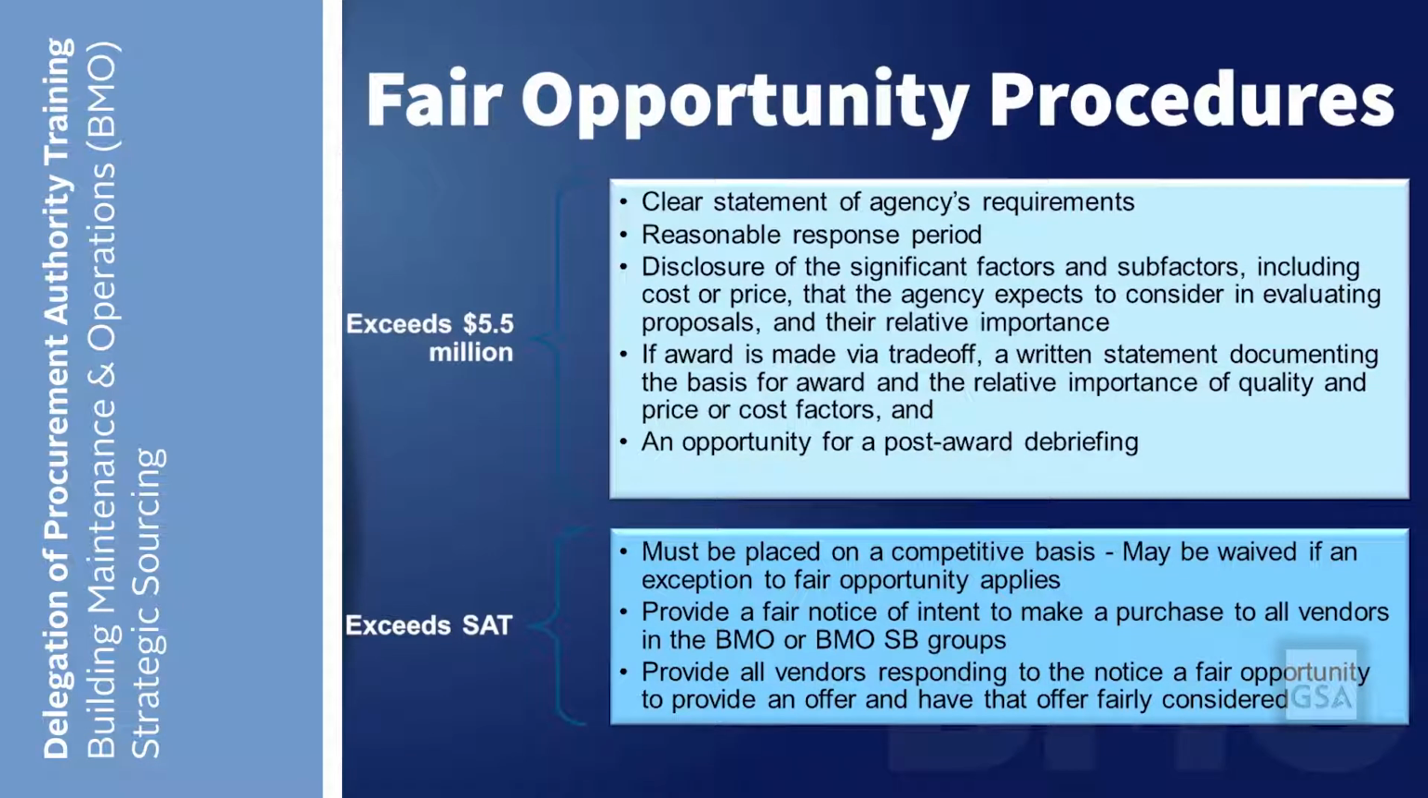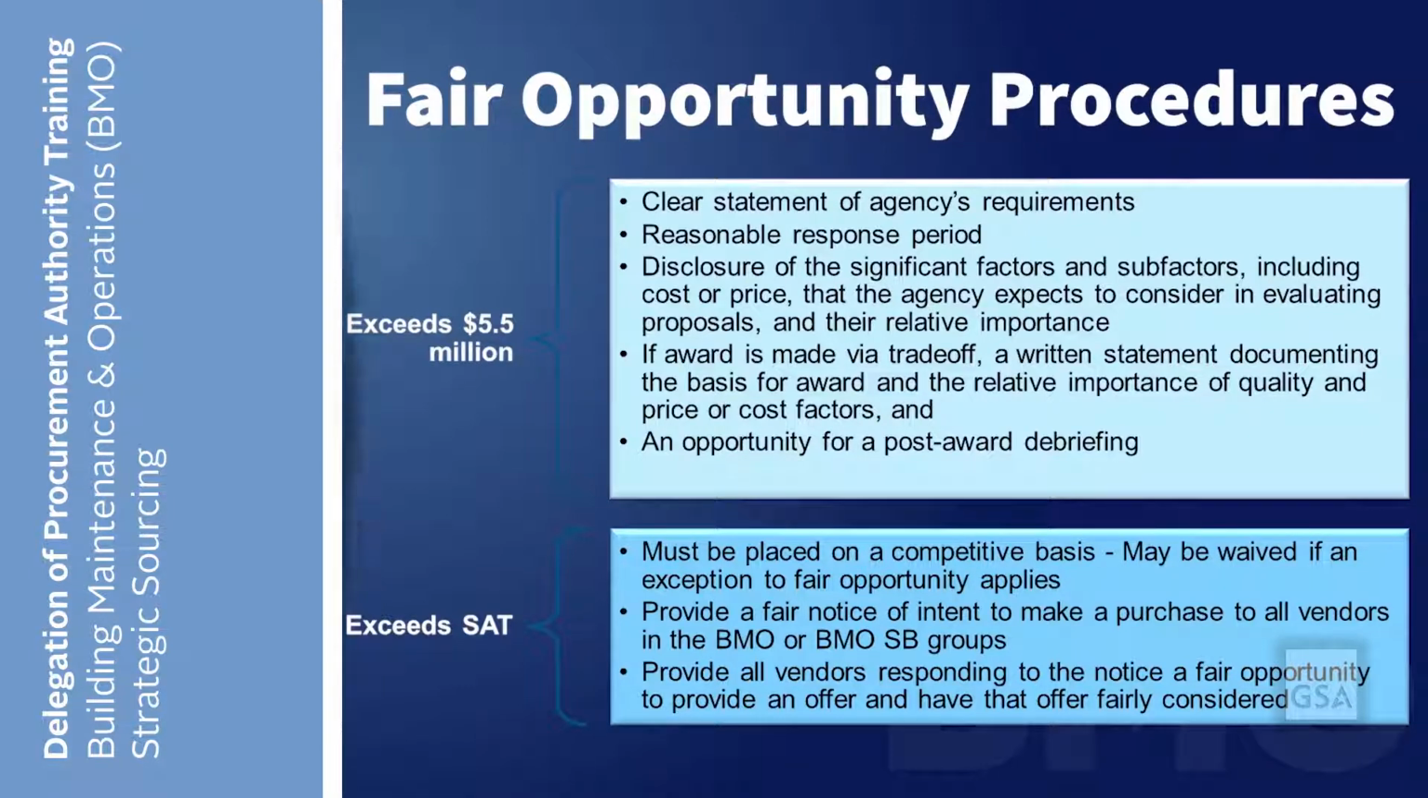This chart summarizes some of the main fair opportunity procedures that must be followed at the task order level. Orders exceeding the simplified acquisition threshold must be placed on a competitive basis. This may be waived if an exception to fair opportunity applies. Ordering contracting officers must provide a fair notice of intent to make a purchase to all vendors in the BMO or BMO small business groups, and must provide all vendors responding to the notice a fair opportunity to provide an offer and have that offer fairly considered.